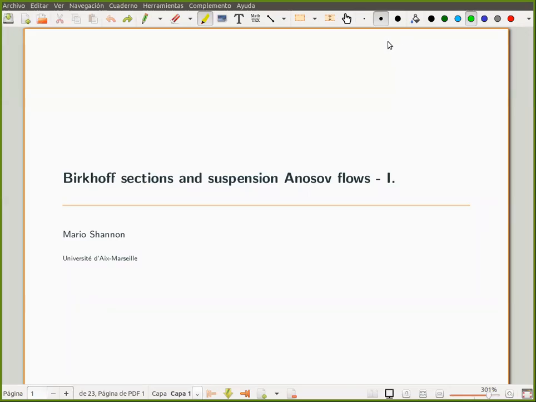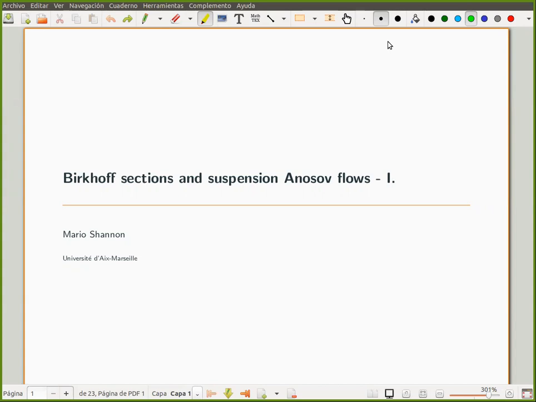In this presentation, we will talk about suspension Anosov flows and Birkhoff sections. Given a non-singular flow on a closed three-manifold, a Birkhoff section is the immersion of a compact surface that is transverse to the flow lines in the interior, but is tangent to the flow lines along the boundary. Such an object provides important topological information about the dynamic and the flow itself.